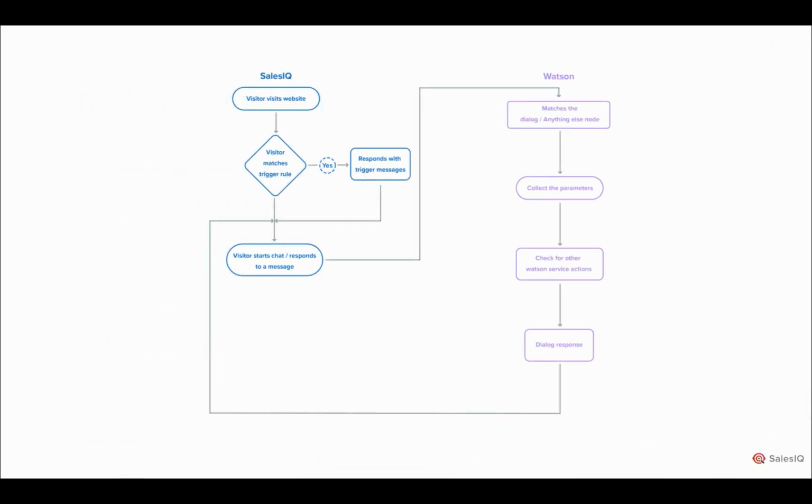Let me tell you how the flow goes. As usual, when the visitor lands on your website and matches the trigger criteria that was set by you, the Zobot responds with a trigger message. Otherwise, it's going to wait for the website visitor to start a chat. When the visitor responds with a message, the execution moves on to the Watson platform, which matches the visitor's message with a dialogue or anything else node, followed by which all of the parameters in the visitor's message are collected. And then the engine checks for other Watson service actions and finally responds to the visitor's message using the dialogue response. So that is how the flow goes.